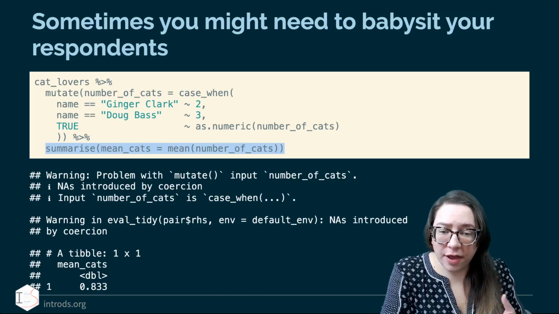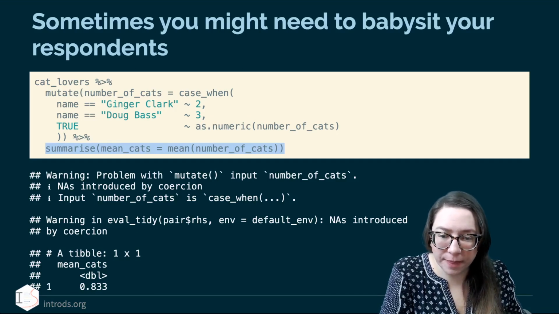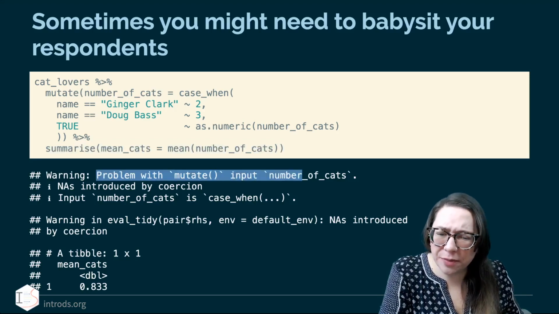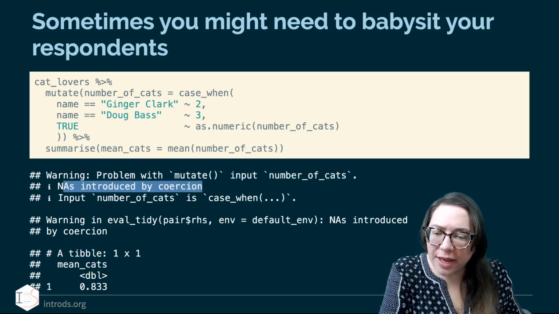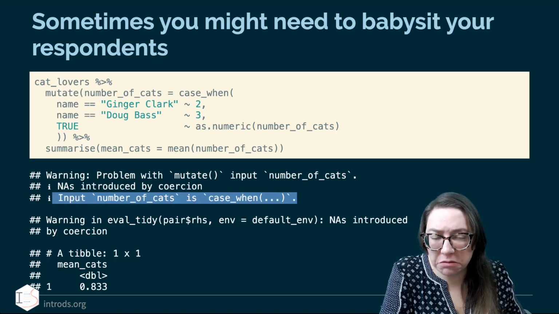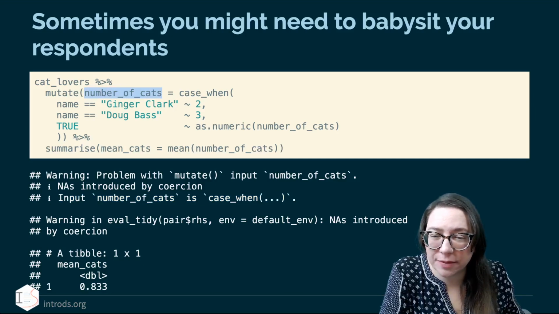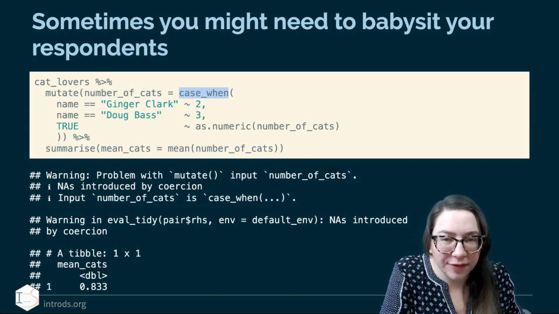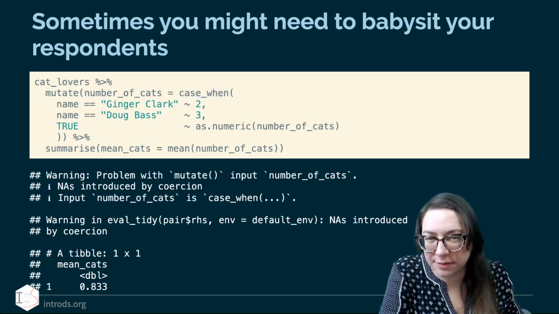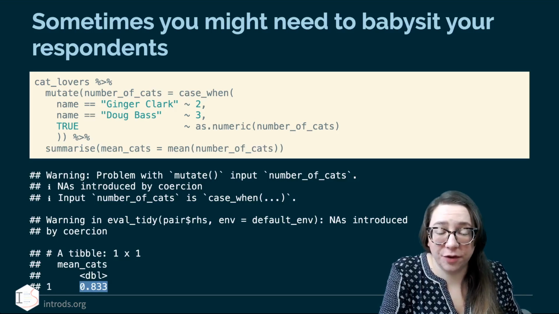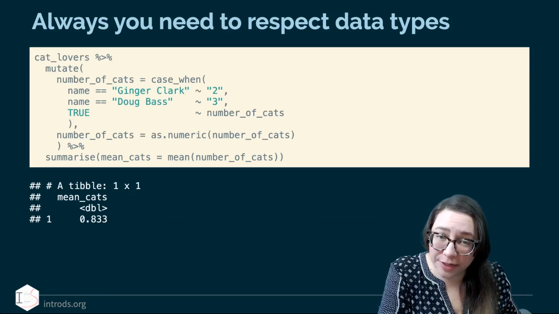So here, the calculation works, but we are still getting a warning. It says problem with mutate, input number of cats. It says NA is introduced by coercion. Input number of cats is case when. So yes, I am trying to calculate number of cats using a case when statement. But why is it actually still giving me a warning, even though it gives me a result that seems somewhat reasonable, average number of cats being 0.833? The reason for that is that these operations are happening sequentially.